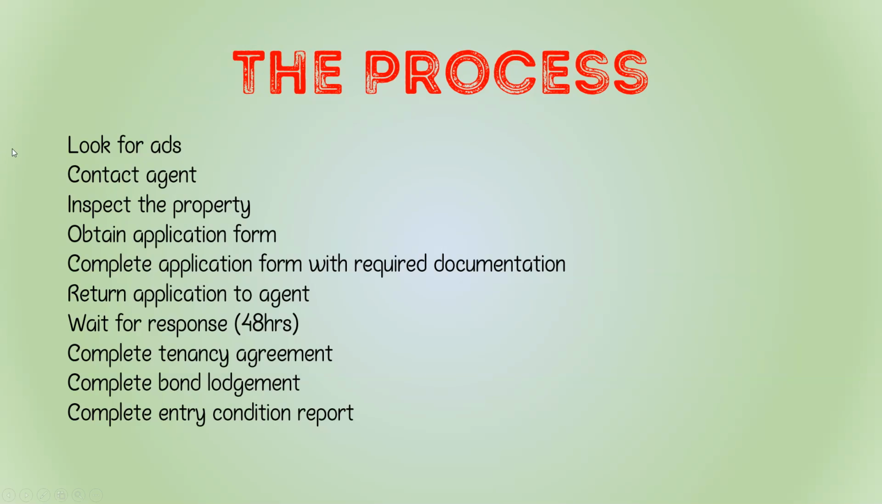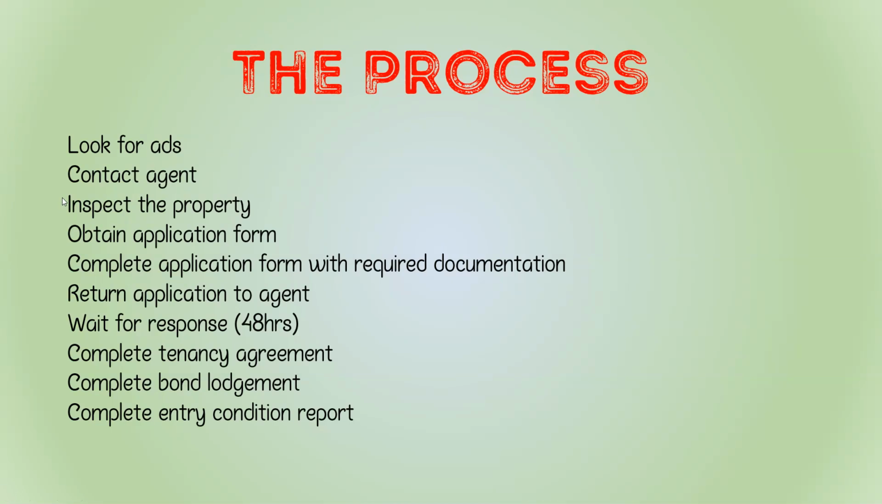So the first thing that you do is look for ads. So you can find ads in lots of places. You can find them on the internet on sites like realestate.com.au, Domain, Facebook groups or Facebook pages. If you're studying at a uni or a TAFE, they will often have flyers around the place. So there are lots of places that you can look for ads for places to rent. If you find something that you're interested in, you can contact the agent and arrange a time to inspect the property.